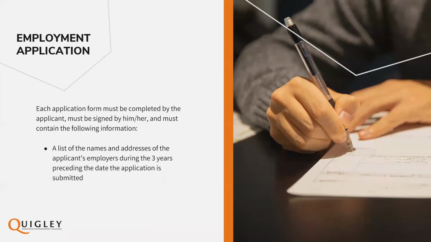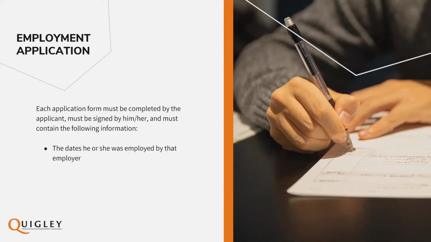They also need to provide information on previous employers that they've had for the prior 3 years. As well, if they've had any gaps of employment for greater than 30 days, these gaps must be explained on the application. They also need to show the dates that they were employed by the previous employer, as well as the reason why they left that previous employer's employment.